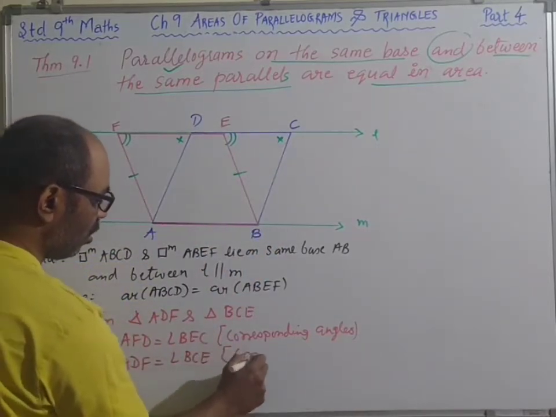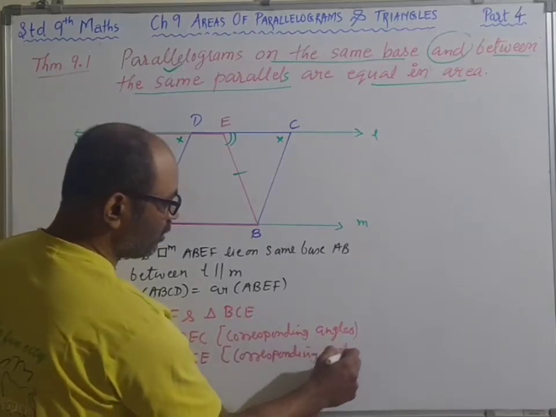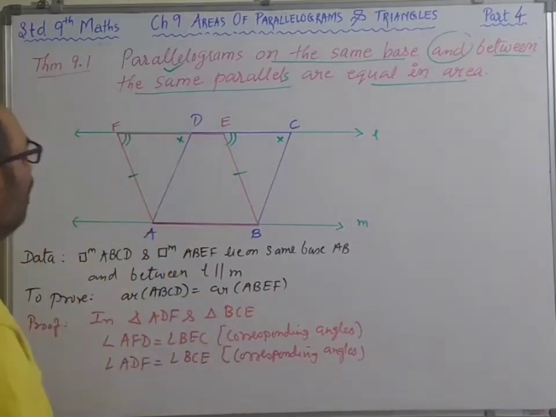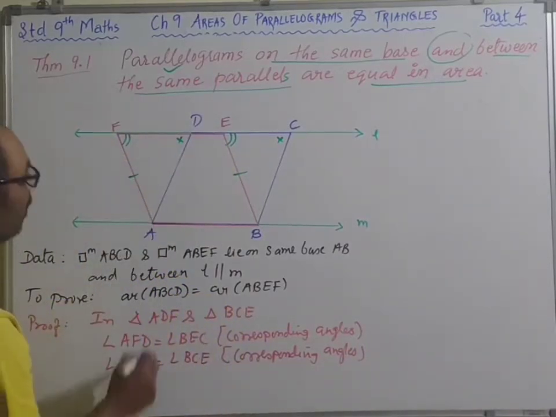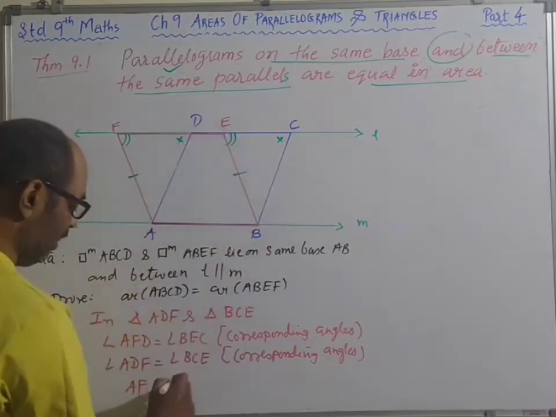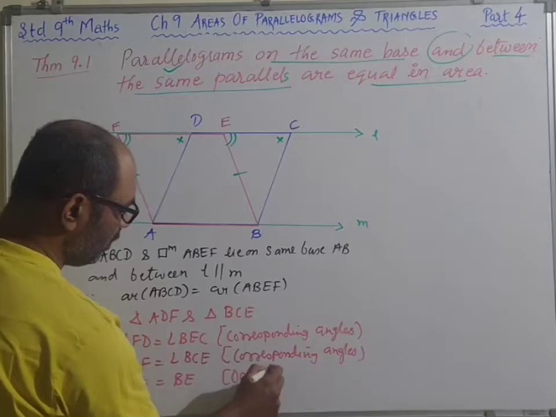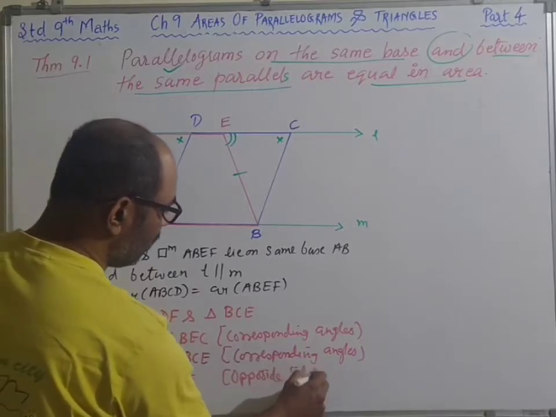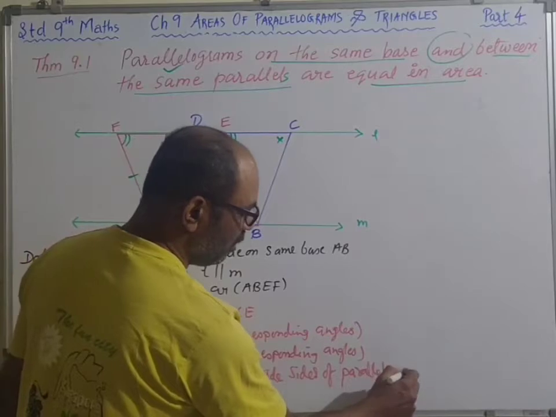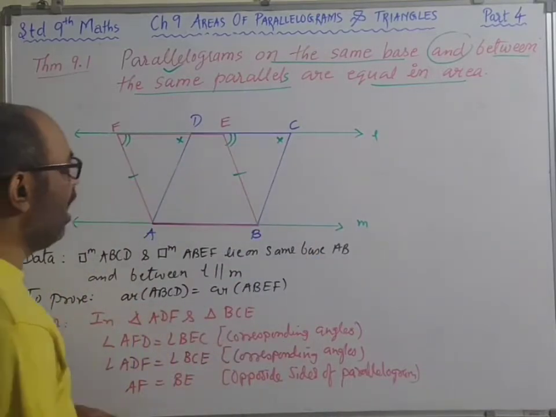These are also corresponding angles. Alright? And then AF actually is equal to BE, opposite sides of a parallelogram. That is the reason why they are equal. Alright, children? Okay.